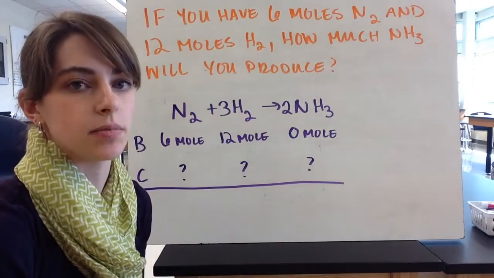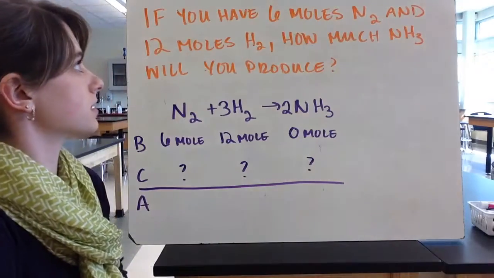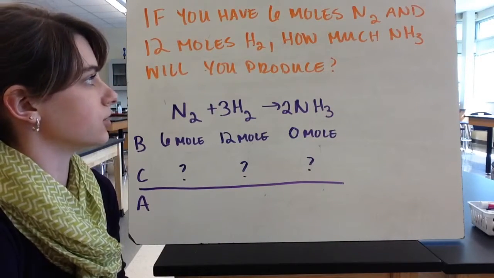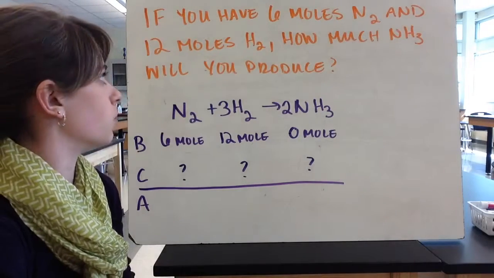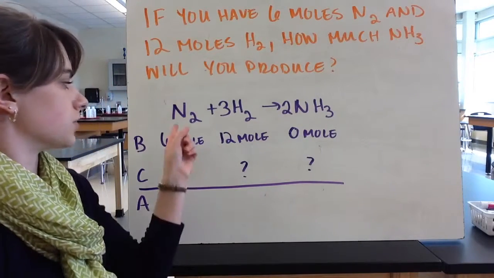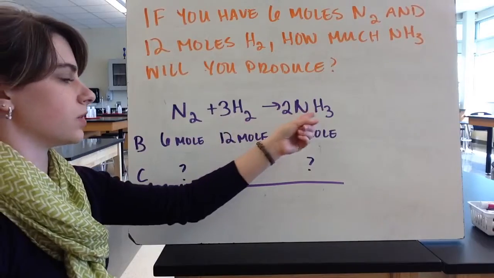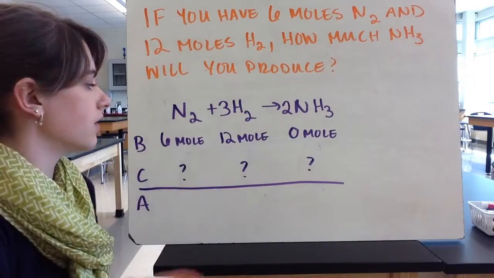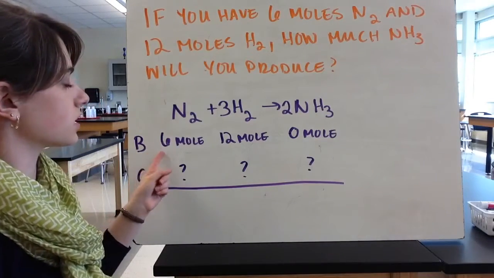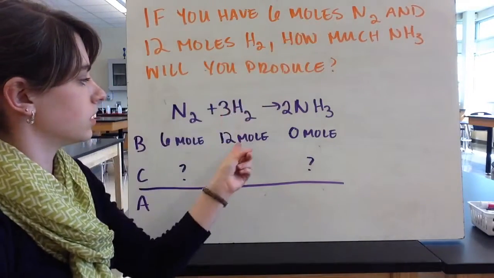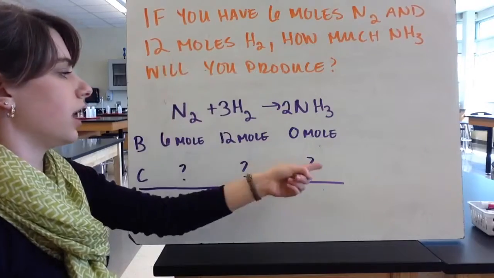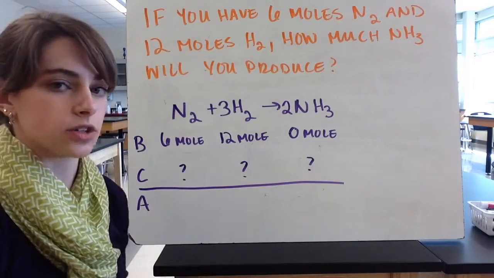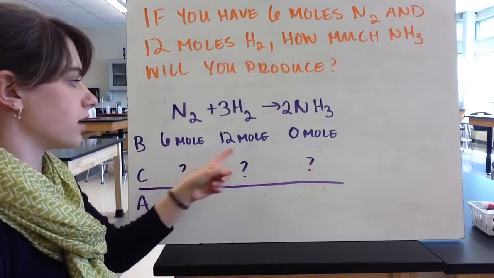So let's look at an example where we don't use particle diagrams. If you have 6 moles of nitrogen gas and 12 moles of hydrogen gas, how much ammonia, NH3, will you produce? So we have N2 plus H2 gives you NH3. We know that this balance is 1, 3, 2. We fill in our BCA table. We have 6 moles of N2, 12 moles of H2, and we have no NH3. But if we're not going to draw particle diagrams, we need to figure out which one of these is going to run out.